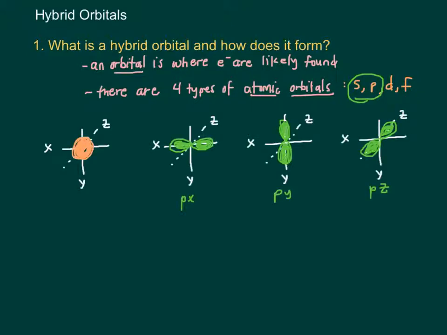So to remind you what the s and p orbitals look like, this is what an s orbital looks like. It's spherical. And then p orbitals come in threes. And remember, there's 2 electrons in every orbital. And you have px, py, and pz.